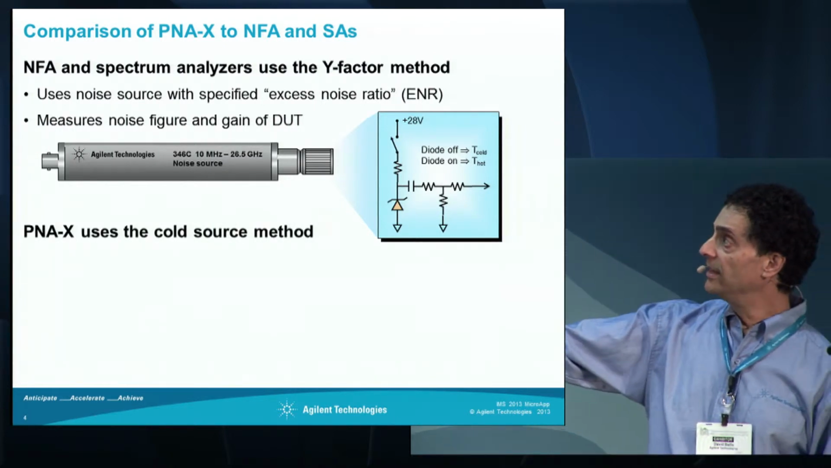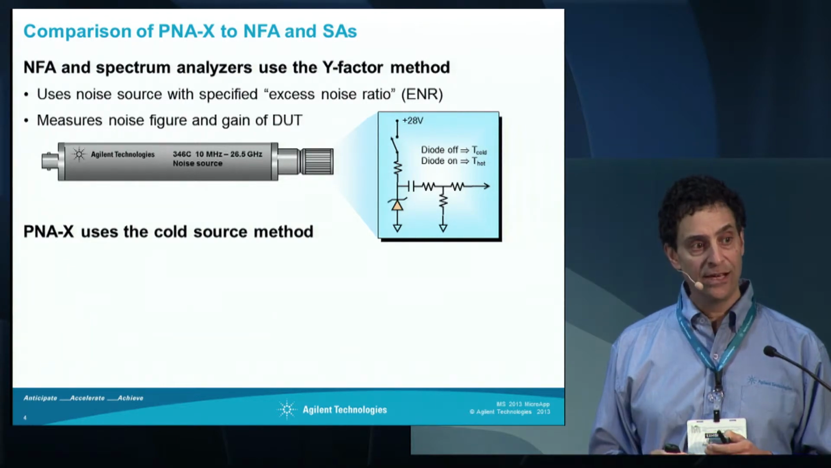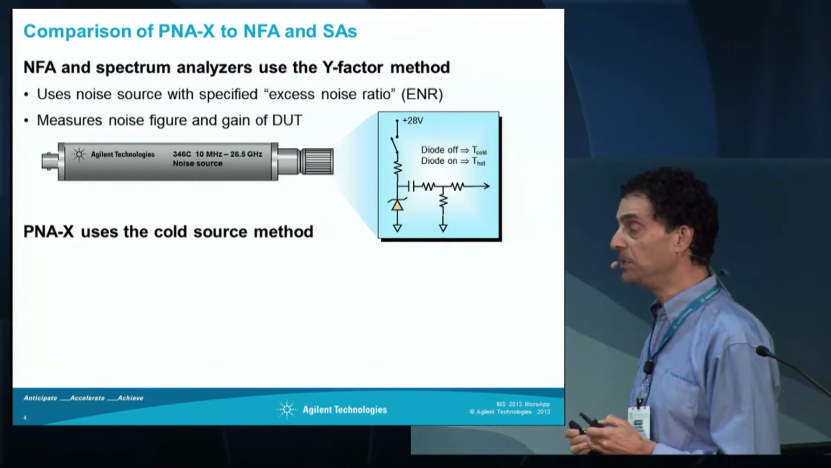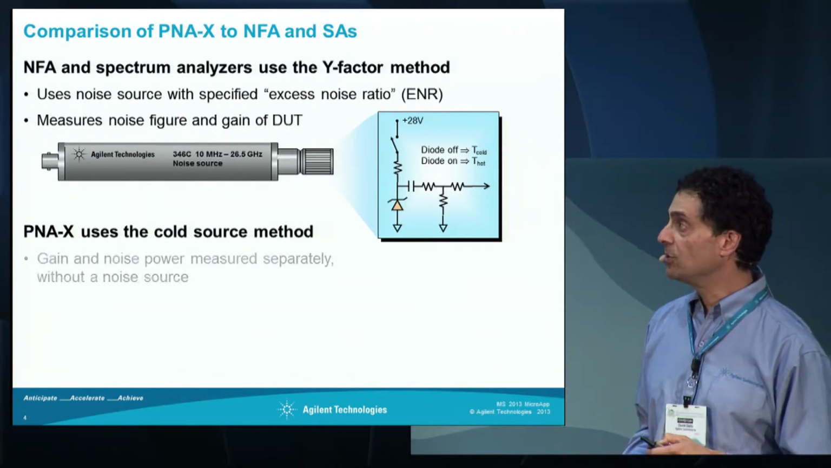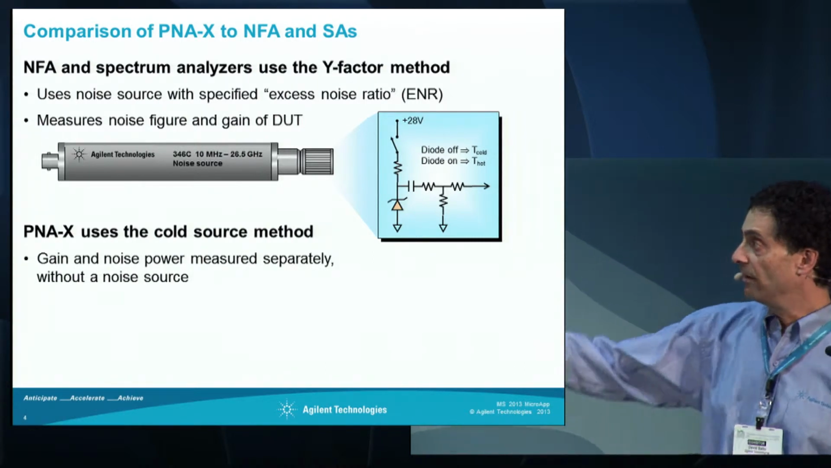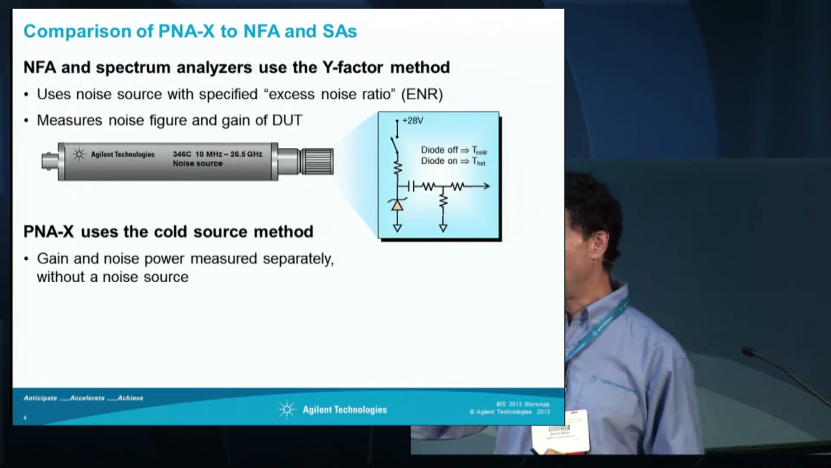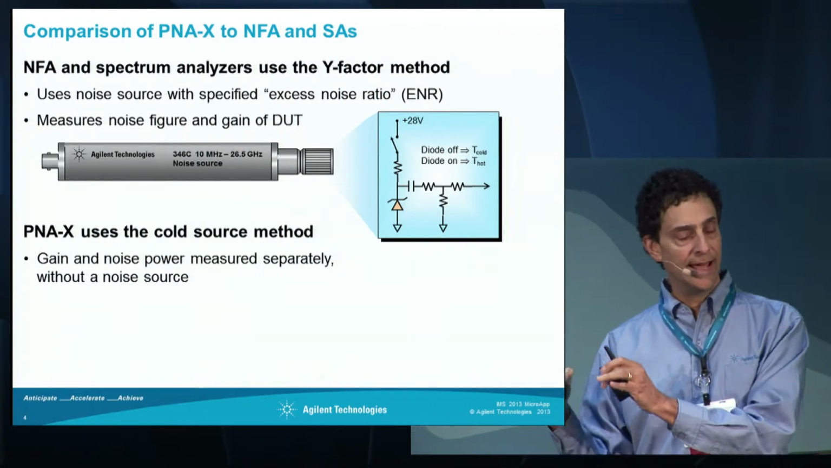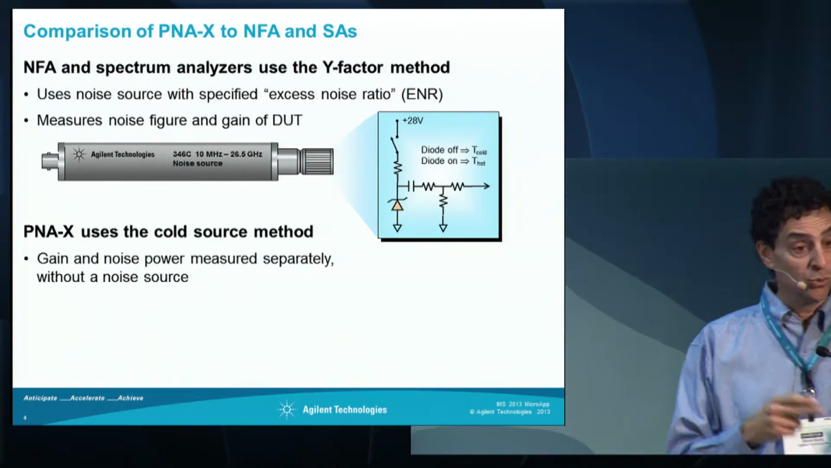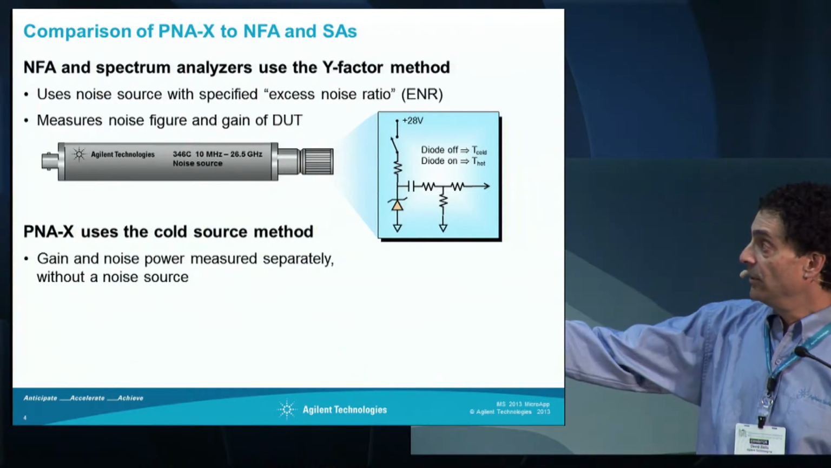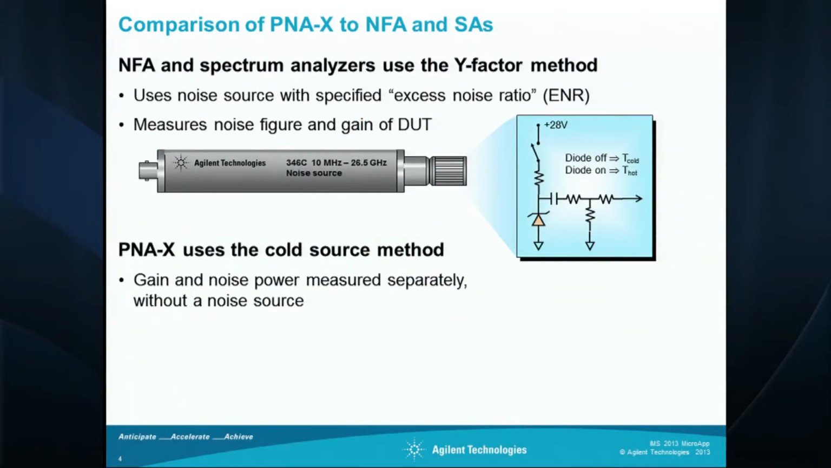And with this method, you're actually measuring both the noise coming out, you get noise figure, and you get the gain of the device. And you really need both of those pieces in order to calculate noise figure. The PNA uses what's called the cold source method. And as I said before, the gain and the noise power are measured separately. So the gain is measured with S parameters, and we use the standard NA receivers. And then we turn off the sinusoidal sources. We switch over to our low noise receiver, and we make one noise power measurement. So we do not use the noise source during the measurement.